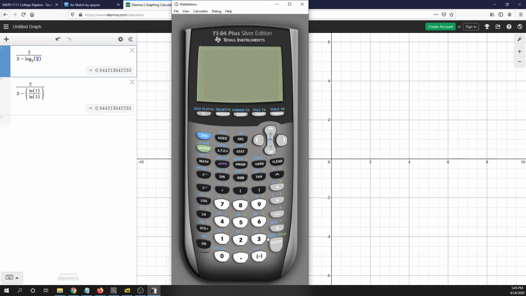All right, so it would be 2 divided by open parentheses and then 3 minus natural log 2 divided by natural log 3. Right, and you can see we come up with the same answer there.